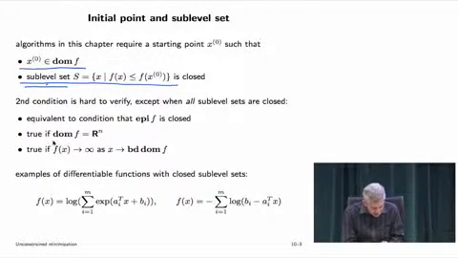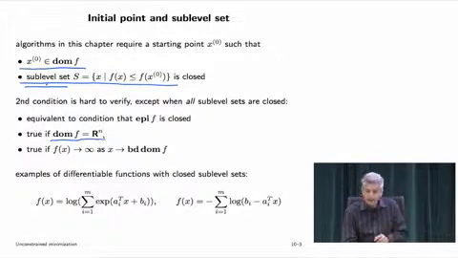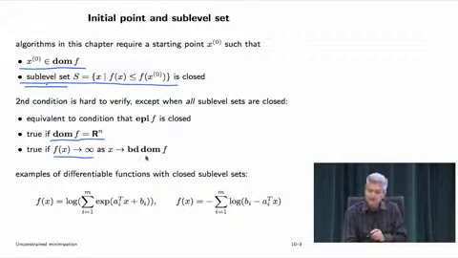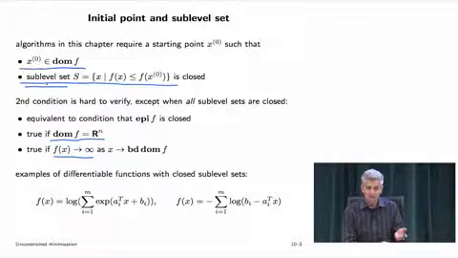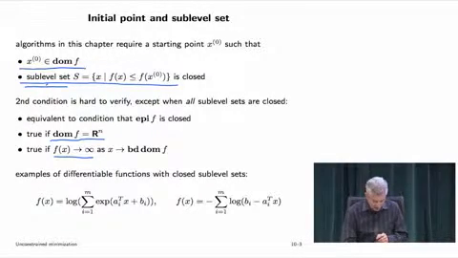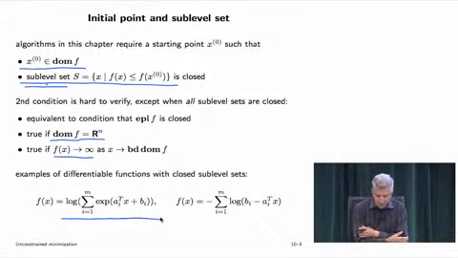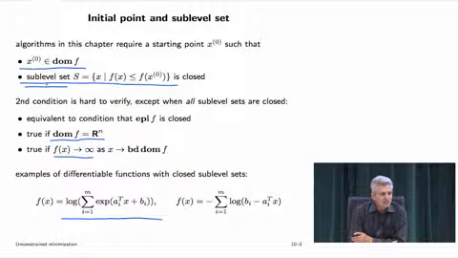And some conditions here that are sufficient, obviously if the domain is everything, that's fine. Another one is if the function goes to infinity as you go to the boundary, that's good enough. That's called a barrier function for the domain, and that's good enough to imply this. Right? So here are some examples. Here's a log sum exp function. It's obvious because the domain is everything. The domain is R^n. Right? So of course that has closed sublevel sets.